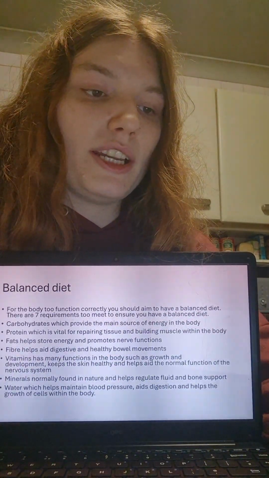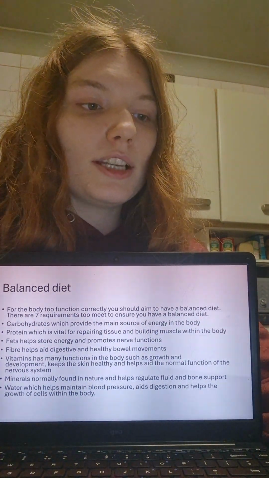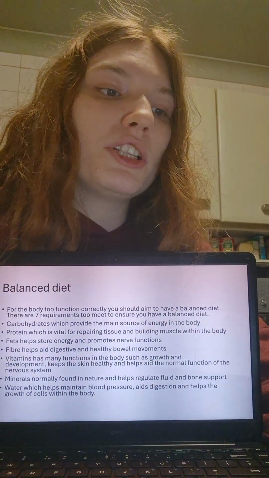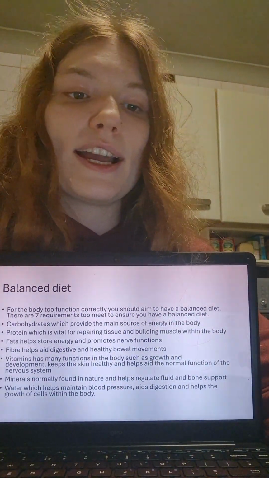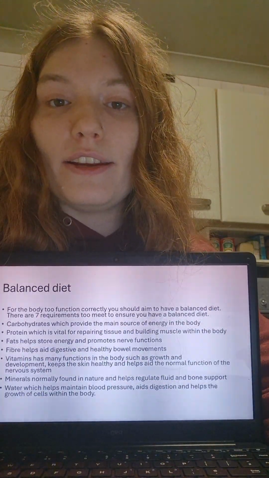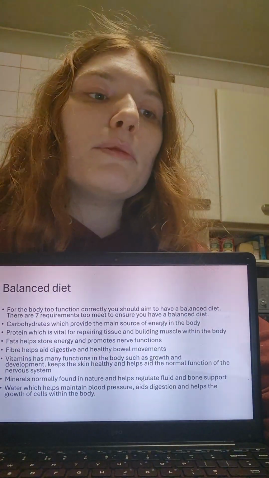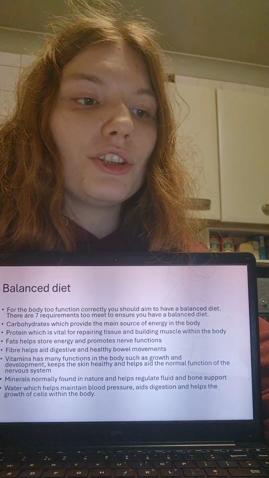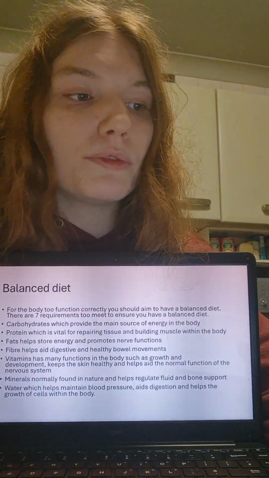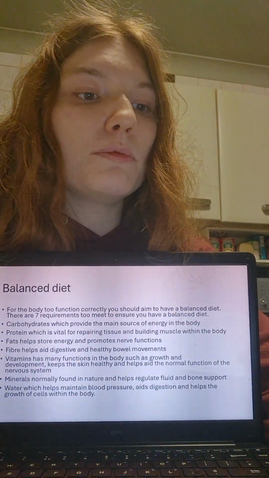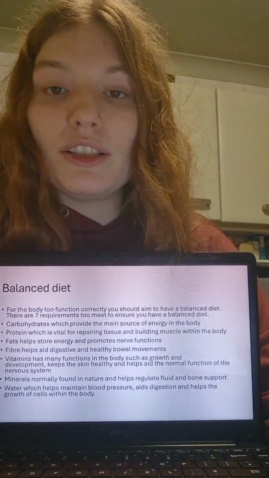fibre, which aids digestion and healthy bowel movements, vitamins, which help the body grow and develop normally and keep the skin healthy and help aid a correct function of the nervous system. Minerals, which are normally found in nature, which help regulate fluid within the body and bone support, and water, which helps maintain blood pressure and digestion, as well as the growth of cells.